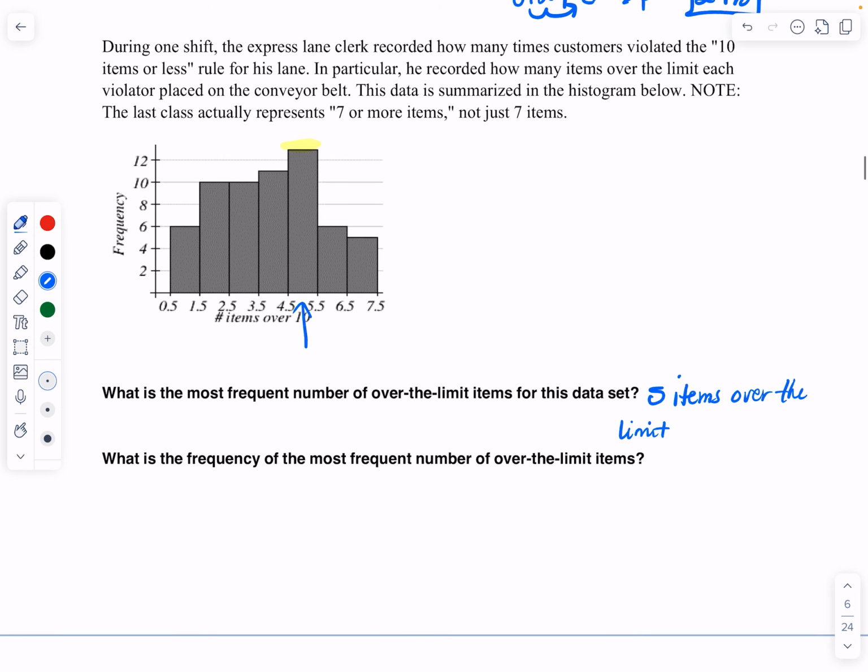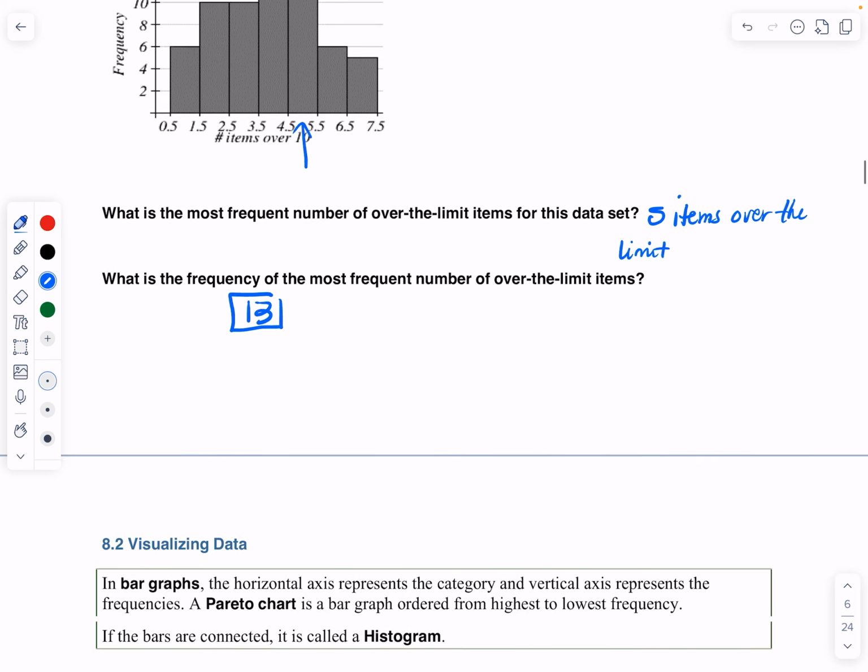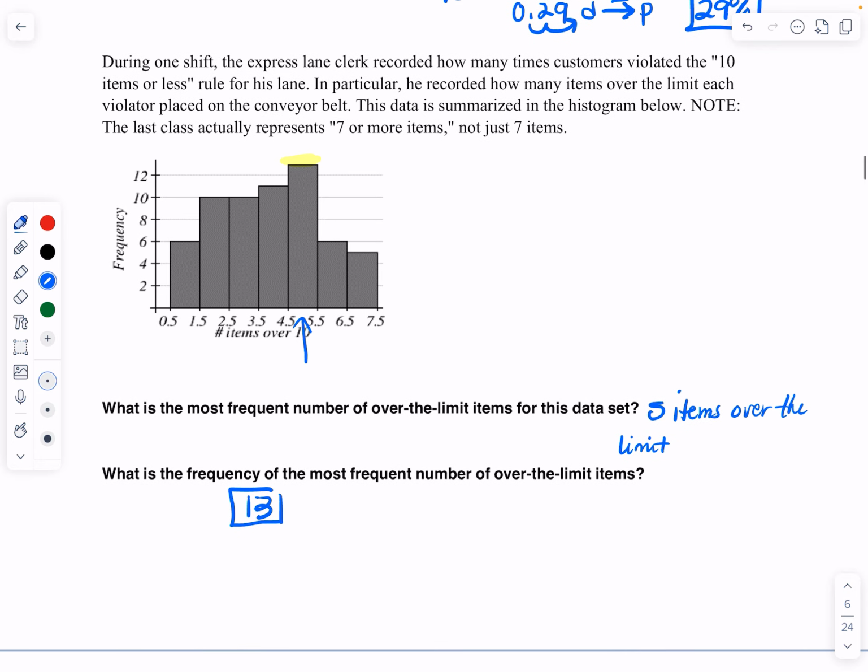What is the frequency of the most frequent number of over the limit items? Okay, so the frequency I just found to be 13. So that's how many people violated that. Okie dokie. That's actually the end of 8.1.